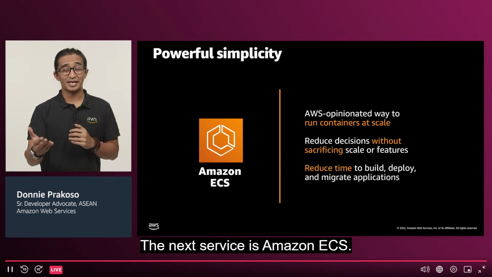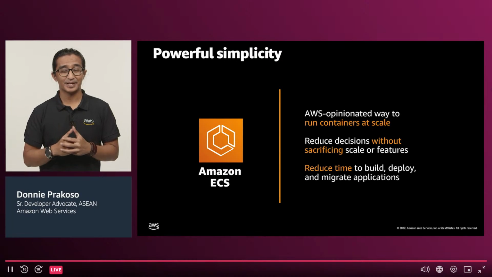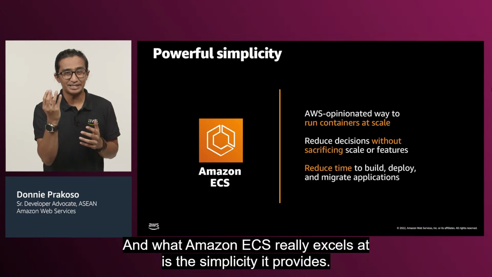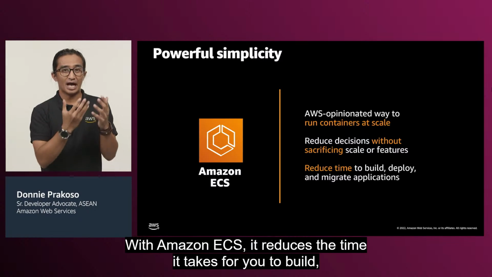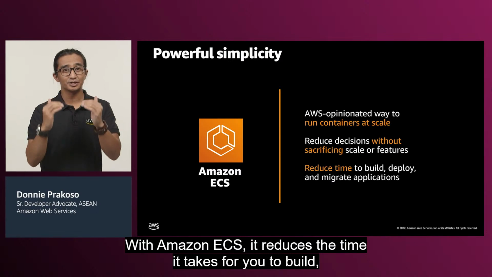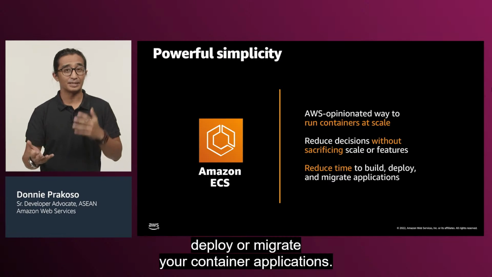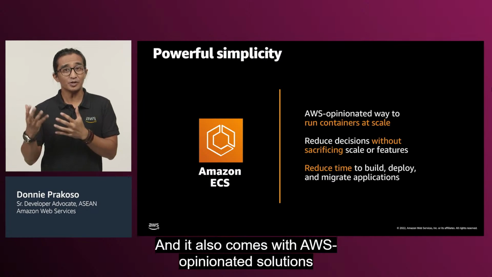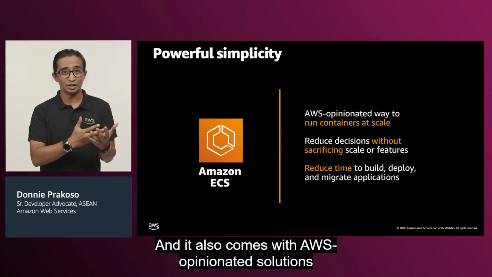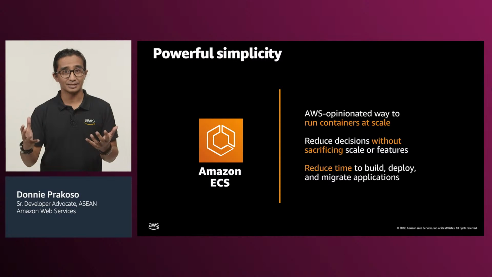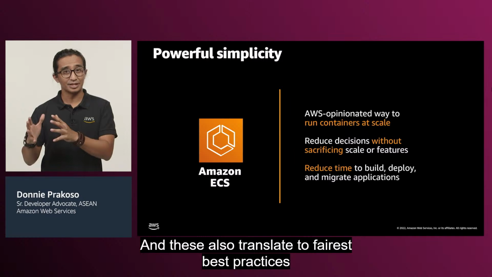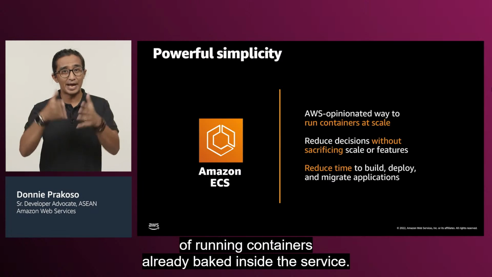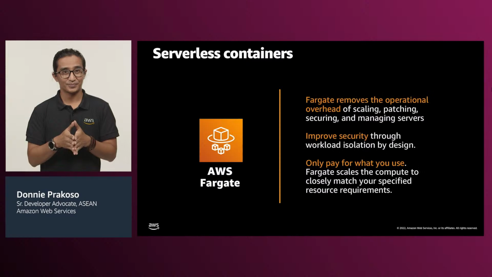The next service is Amazon ECS. And what Amazon ECS really excels at is the simplicity it provides. With Amazon ECS, it reduces the time it takes for you to build, deploy, or migrate your containerized applications. And it also comes with AWS opinionated solutions for running containers at scale. And this also translates to various best practices of running containers already baked inside the service.